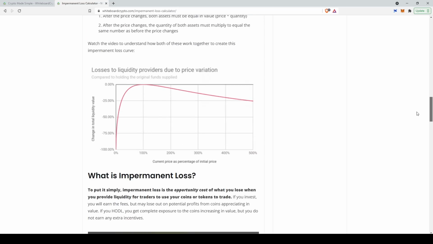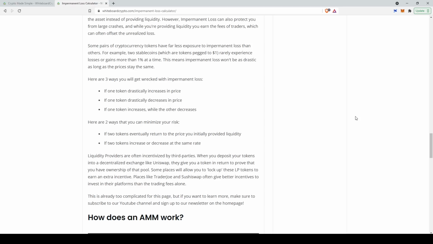And if we scroll down here, I basically have a set of scenarios when impermanent loss gets really bad and when it's not very bad. So impermanent loss is always bad if one token drastically increases, if one token drastically decreases, or if one goes up and one goes down. However, you can minimize your impermanent loss risk by keeping in mind two things. If the two tokens eventually ever return back to the initial prices that you invested your liquidity, you actually won't have any impermanent loss at all. Also, if the two tokens increase or decrease at the same rate, you also won't incur any impermanent loss.